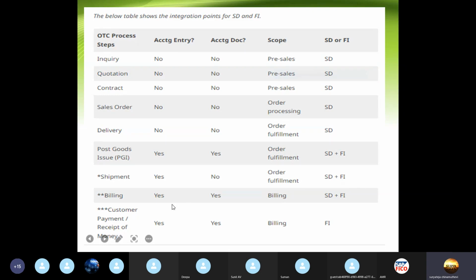Billing. Billing needs an accounting entry, that's obvious. Accounting document. And scope comes under billing. This also comes under SD plus FI. Payment or receipt of the money. Accounting entry needed, accounting document needed, scope comes under billing, and this comes under the FI segment.